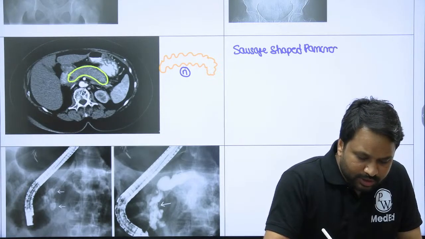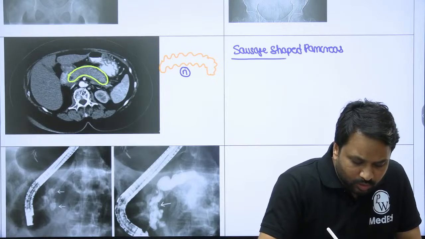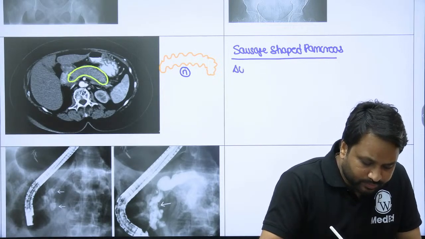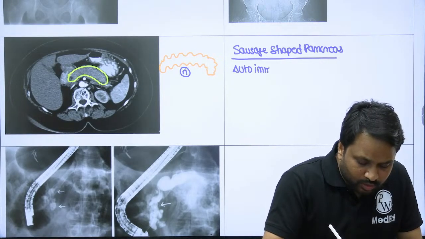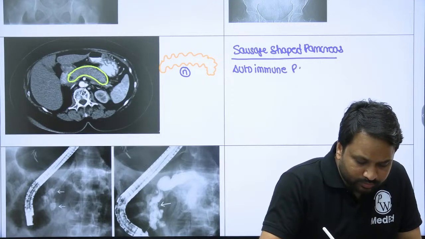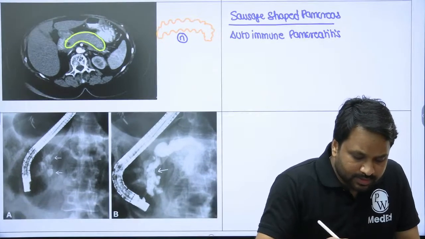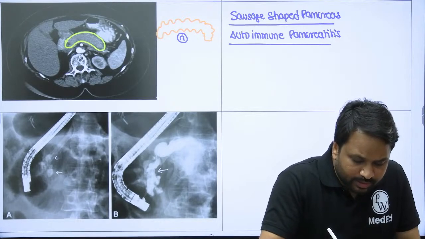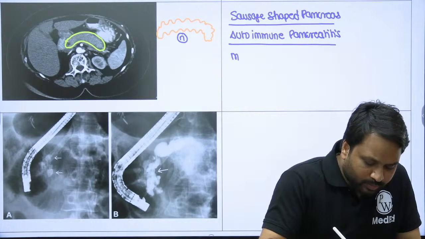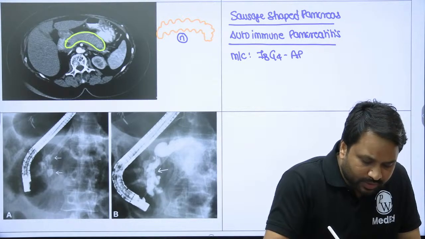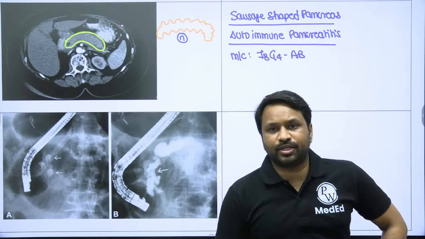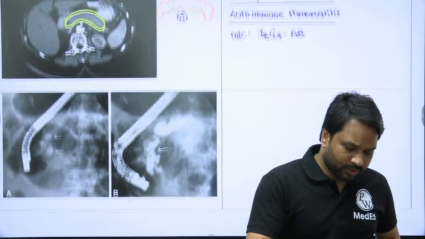A sausage shaped pancreas is seen in autoimmune pancreatitis. And the most common antibody responsible for this is your IgG4 class of antibody, right?